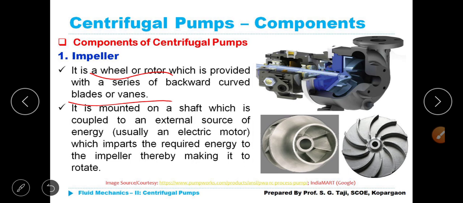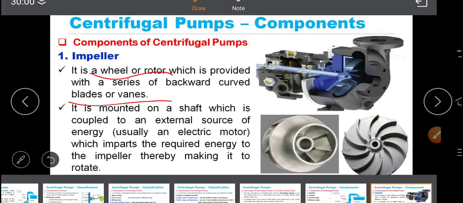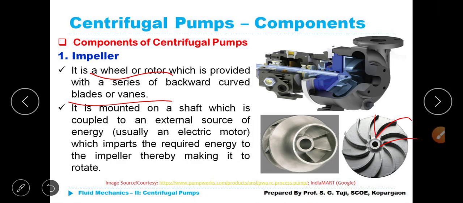This is the photograph. Even this you can write so nicely. I would have written it on the blackboard. No opportunity in online coaching, online teaching. Okay. So curved blades. Here you can see curved blades, the two backward curved blades. It is mounted on a shaft which is coupled to an external source of energy, which imparts the required energy to the impeller, thereby making it rotate.